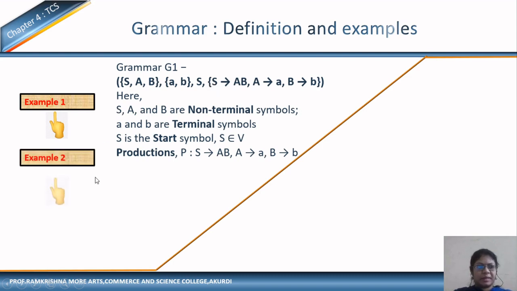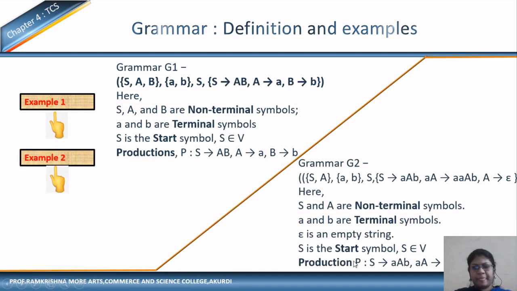We will see one more example of the same type, grammar G2 we can call it. It is again having four tuples. The first tuple is S, A, that is the set of non-terminal symbols. The second tuple is again a, b. a and b are terminal symbols. Third is S, that is the starting symbol. And the last set is of production rules, that is S gives AAB, AA gives AAAB, A gives epsilon. These are the production rules.